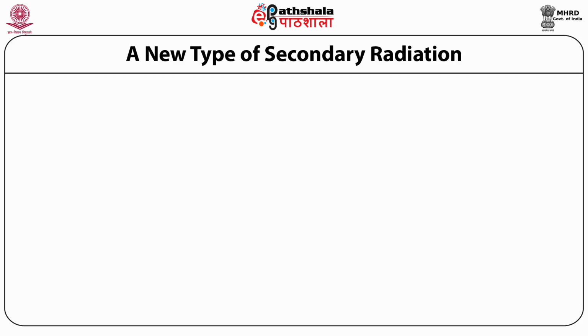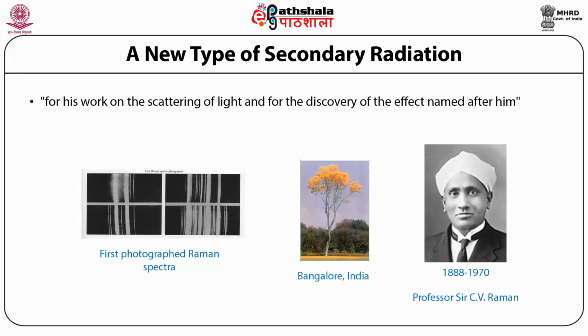Professor C.V. Raman received the Nobel Prize in Physics in 1930 for his work on the scattering of light and for the discovery of the effect named after him. Since the discovery of the Raman effect, Raman spectroscopy has been a field of real advances.